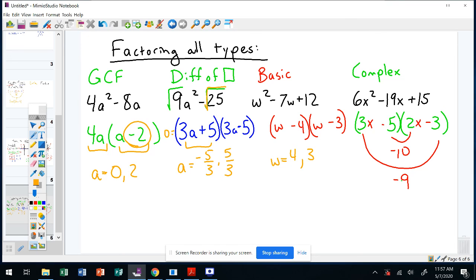The last one, we have to go back to the same thing we did for difference of squares. What makes each part 0? So I would add the 5 and divide off the 3. So for the first one, my answer is 5/3. For the second one, I'd add 3 and divide by 2. So that one is 3/2.